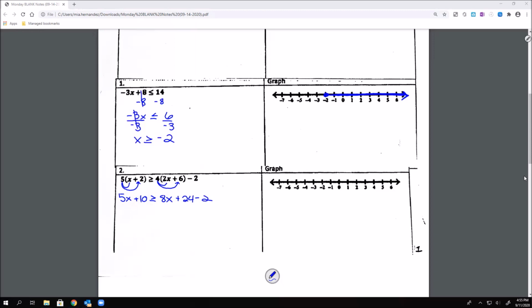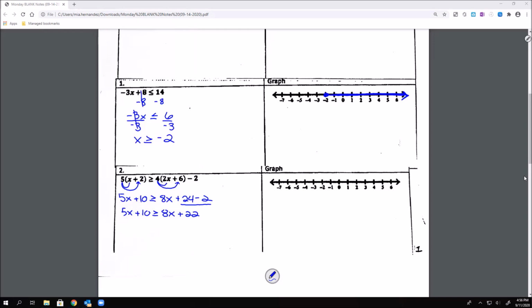Let's keep going. Now we slowly got to start simplifying. So on my right-hand side, I can combine my positive 24 and my negative 2 first. I'm not messing with the left-hand side, so I'm just going to rewrite it. Still have a greater than or equal to sign. I didn't mess with my 8x. Now I need 24 minus 2. So that gets me a positive 22. Now we have 5x plus 10 is greater than or equal to 8x plus 22.